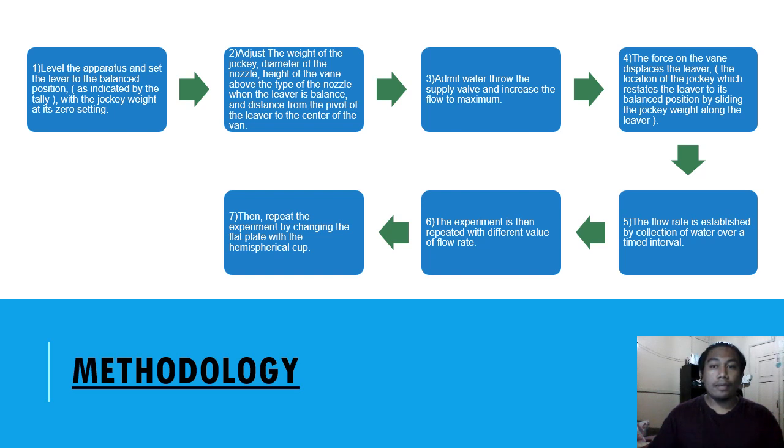Next, the flow rate is established by collecting water over a time interval. The experiment is then repeated with different values of flow rate. Lastly, the experiment is repeated by changing the flat plate to the spherical cup.